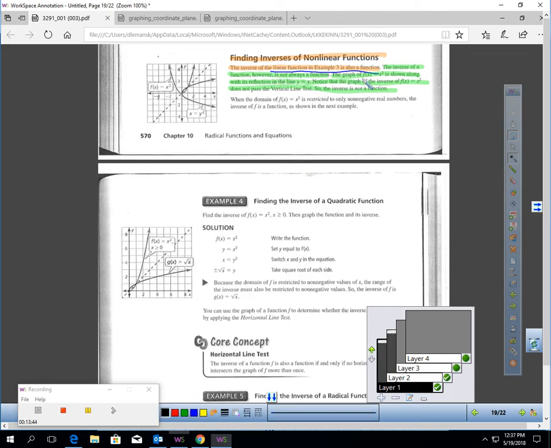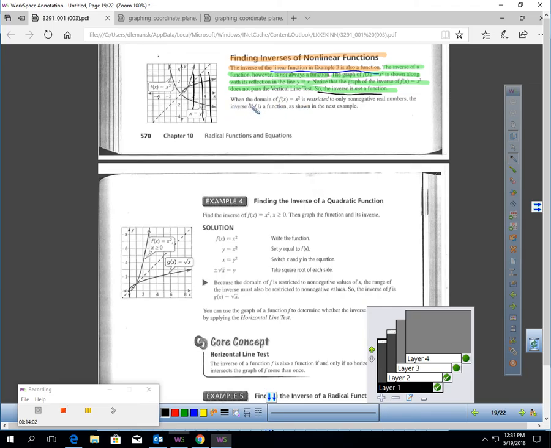Okay? The graph of f of x equals x squared is shown. You see that here. And here's its reflection over the diagonal line. And you notice this reflection, if I start drawing vertical lines, it's going to fail the test. All right? So the inverse would not be a function.